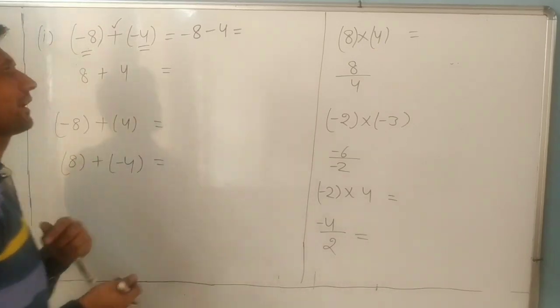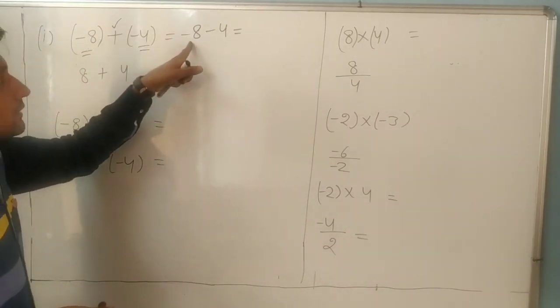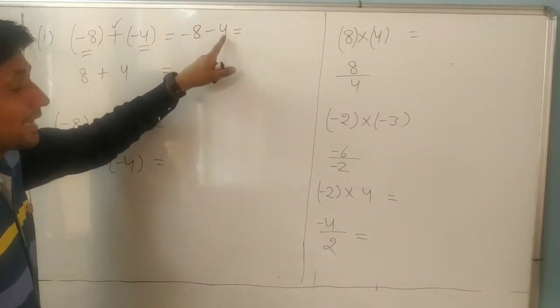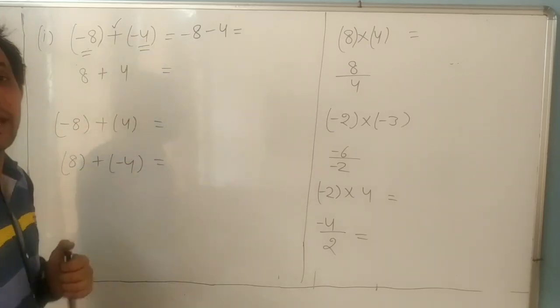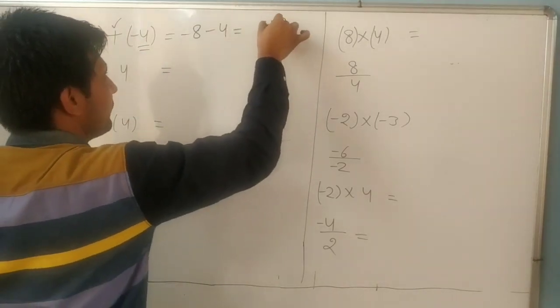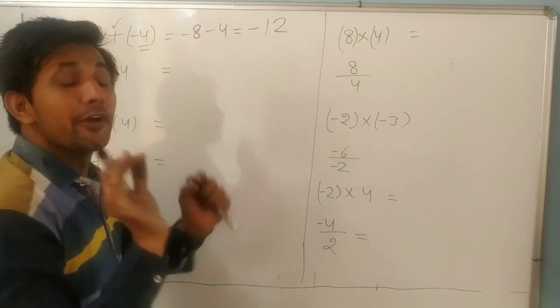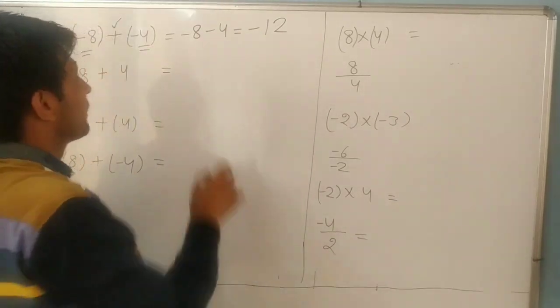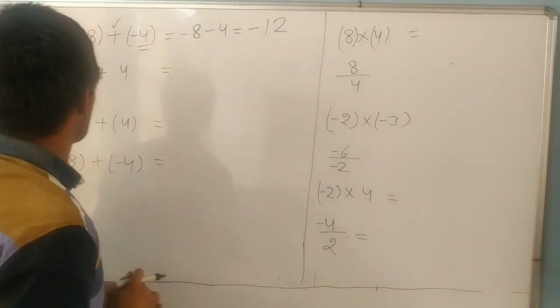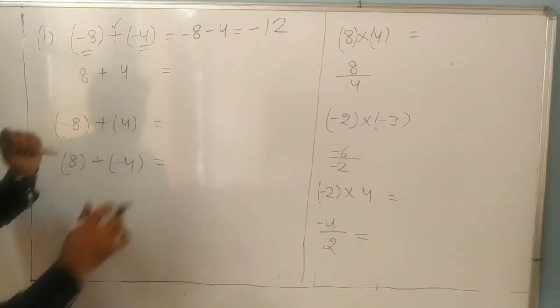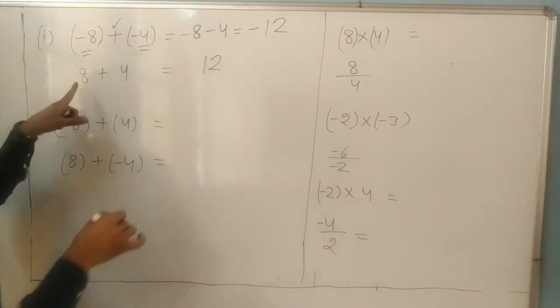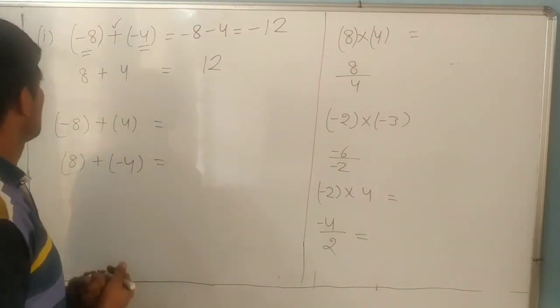Otherwise, you can add directly. It is negative, it is negative. Both are the same sign, and we want to add. So 8 plus 4, 12. We add and put the sign of the greater number. Greater is 8. This is our answer. Now 8 plus 4, same sign, add. Put the sign of the greater. Greater is 8, positive.